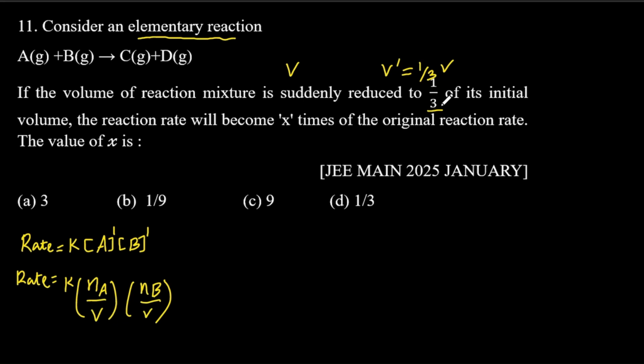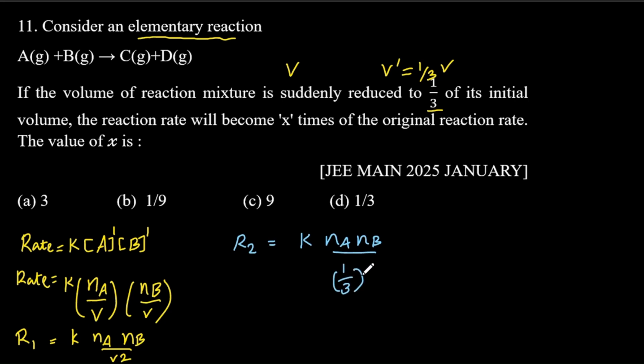So they are telling that the volume is reduced. Before the reduction, what is the rate? The rate equals K into Na into Nb divided by V square. Let us keep this as R1. Now after the reduction of volume, R2 is equal to K into Na into Nb divided by, the volume is 1/3 of the initial volume, the whole square.